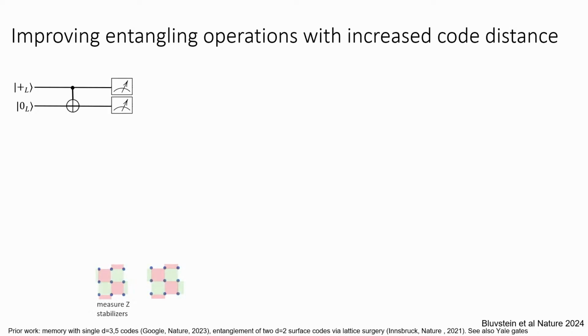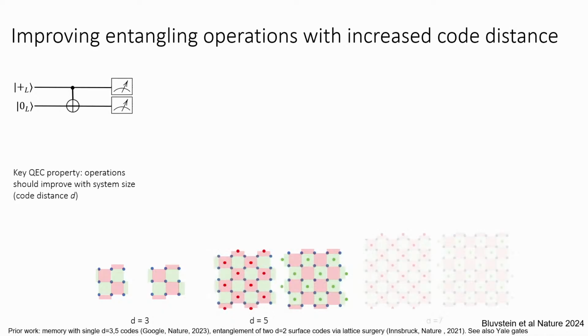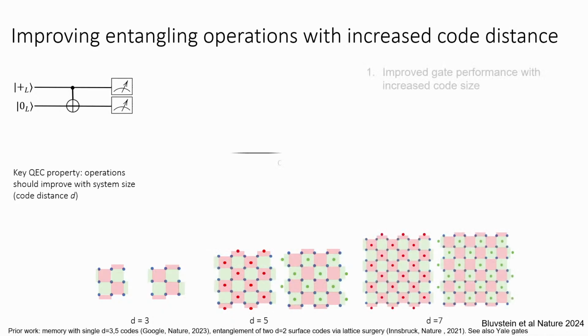So one is we studied the role of code distance in improving entangling operations. And here we prepared surface codes by doing a single round of stabilizer measurements with ancilla qubits, moved the ancillas away, and then did the entangling operations between these codes. And then studied how this works going from distance 3 to distance 5 to distance 7.